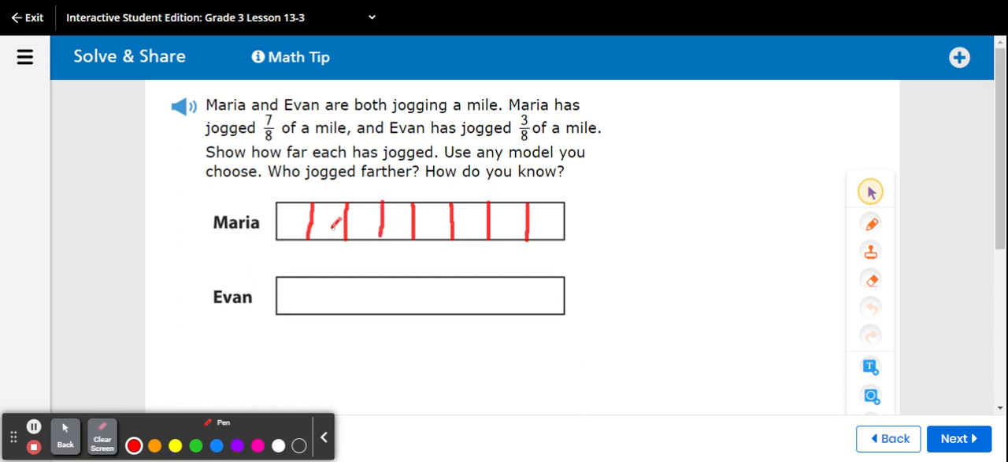We talked about to always go back and count when you finish. 1, 2, 3, 4, 5, 6, 7, 8. So we now have that one divided into 8 equal parts. And since the denominator for Evan was also 8, then we will also be dividing it into 8 equal parts. And then we've said that our numerator always tells how many of those equal parts we're doing something with. Well, in this case for Maria, we're doing something with 7 of them. So we would be shading in 7 of these.